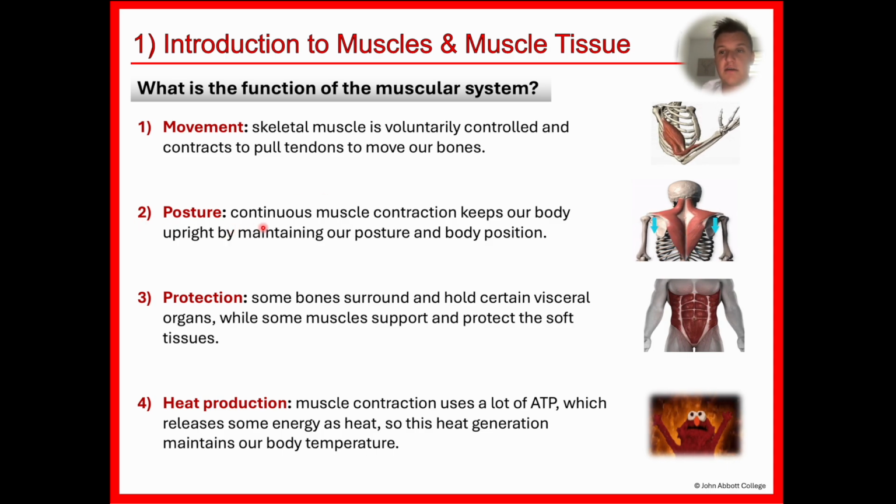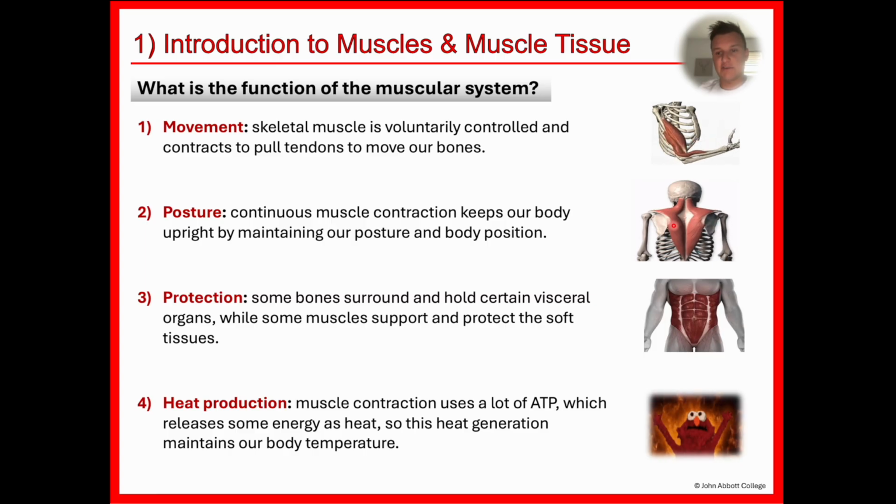Posture, right? Continuous muscle contraction keeps our body upright by maintaining our posture and body position. It's not always the best posture, but this is one of the functions. You don't even realize it right now, but just sitting or sleeping or whatever, your muscles are contracted. It's called muscle tone. There's a specific basal muscle tone that your muscles are constantly contracting, right? If you're a bit more tense, maybe they're contracting stronger. But right now, to keep you upright and sitting, right, your muscles are contracting.